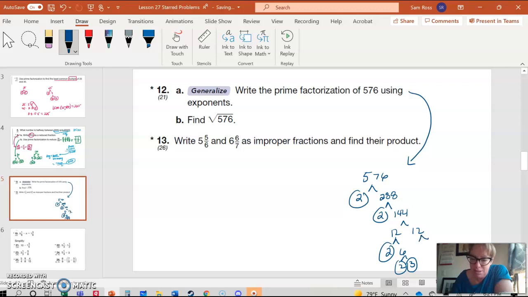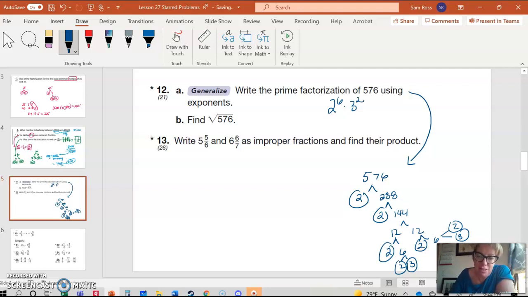Let's do that again. So this is 2 times 6, and now I'm running into myself. 2 times 3. So what I have is, how many 2's do I have? 1, 2, 3, 4, 5, 6. So I have 2 to the 6th times 3 squared.